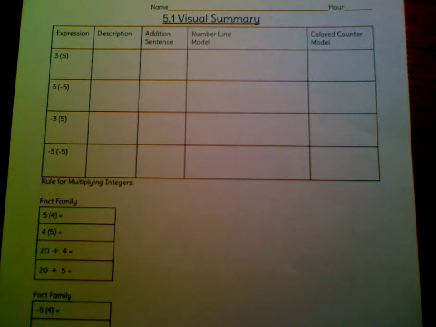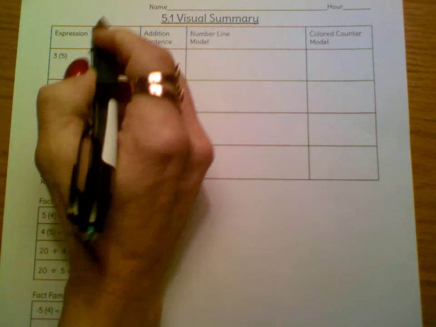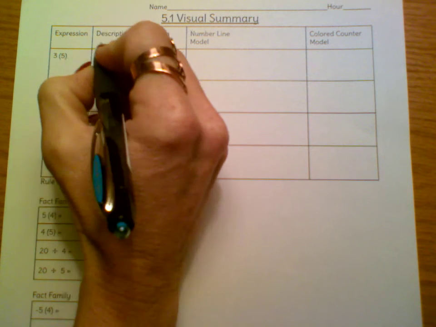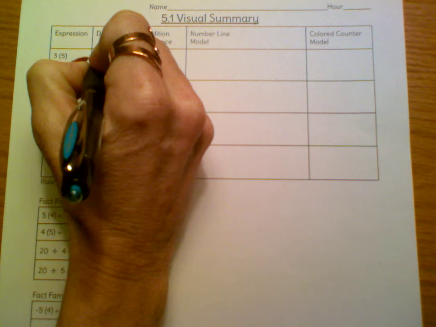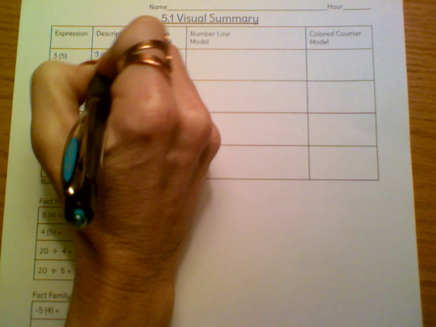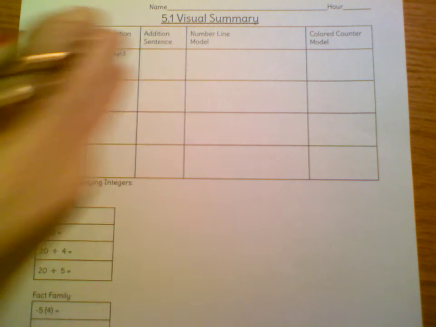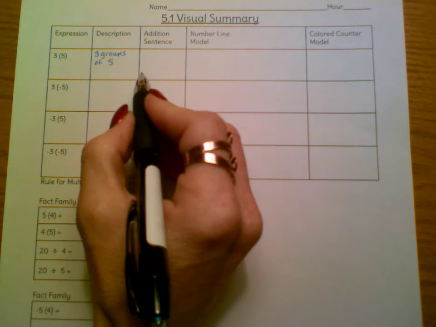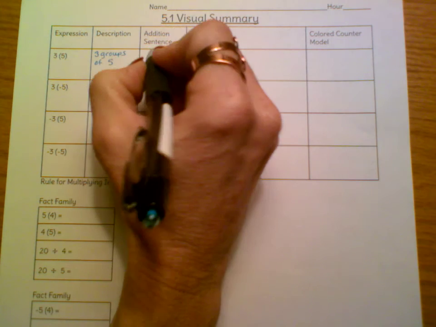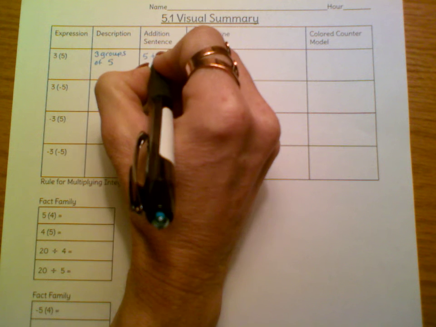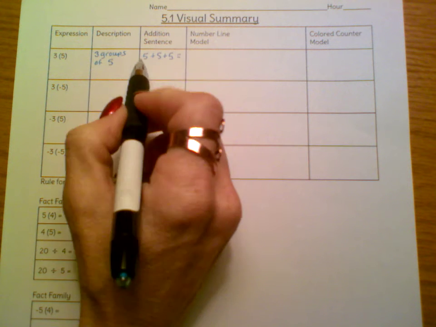Okay, so if we look at the visual summary, we're going to fill in this table. So when I look at this, the description for this means 3 groups of 5. And so an addition sentence for that, think of multiplication as repeated addition. It means 5 plus 5 plus 5. It's 3 groups of 5, which adds up to 15.